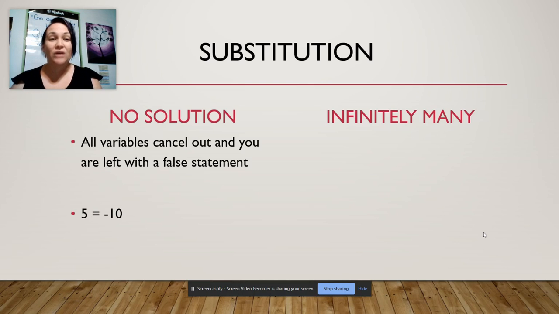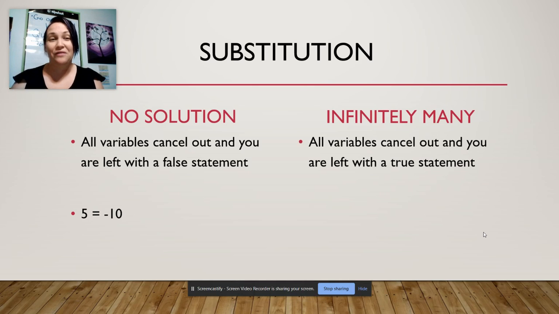Alternately, if you are solving using substitution and all of your variables cancel out, but you are left with a true statement, then for your final answer, you would write infinitely many. A true statement would be a number that equals itself, like 5 equals 5. So if everything cancels out and you're left with a number equals itself, then it's infinitely many. And again, don't write 5 equals 5 as your final answer. Write out the phrase infinitely many.